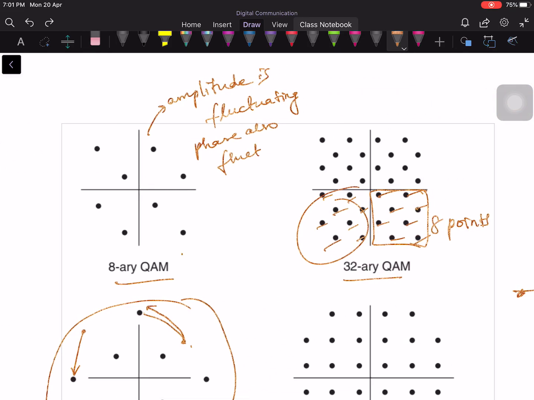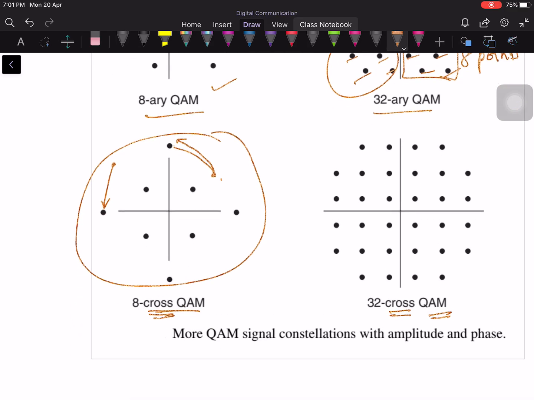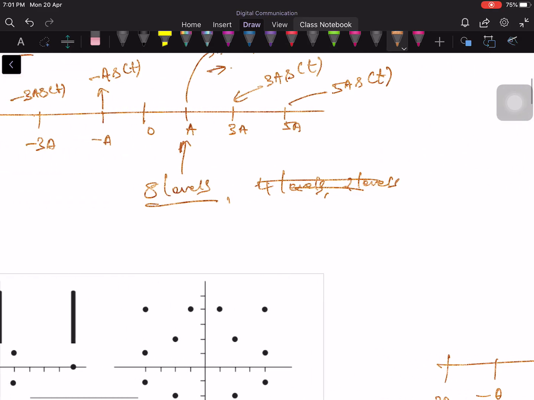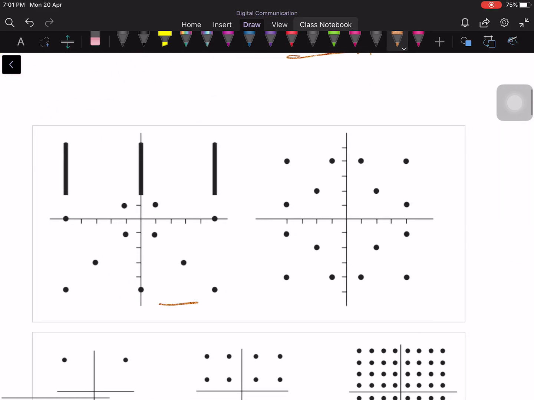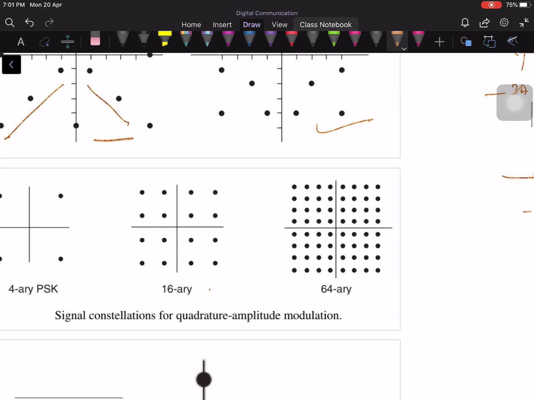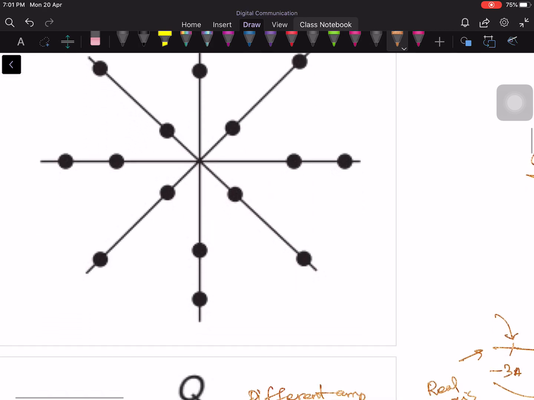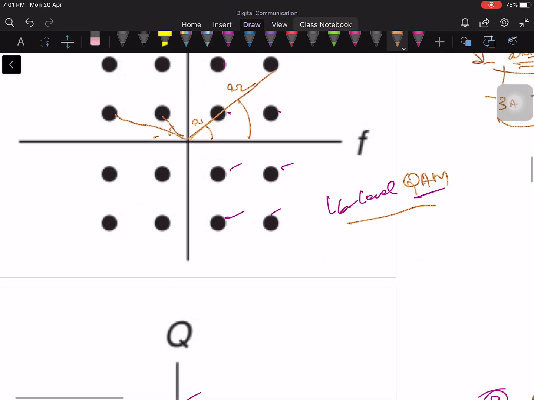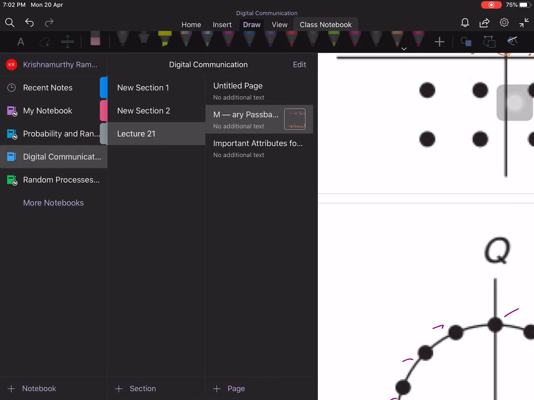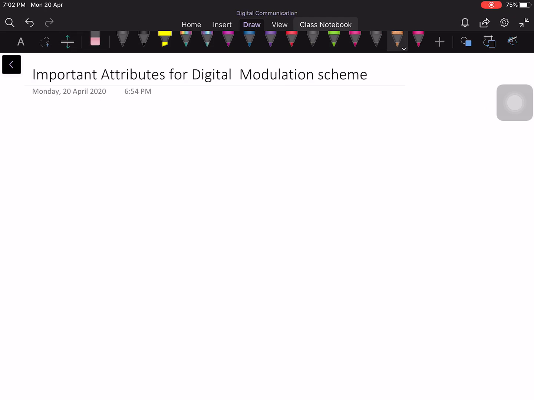Say this is 8-array QAM and this is 32-array QAM, and 8-cross QAM, 32-cross QAM. There are many patterns here. Look at the upper quadrant, very few signals are like this, and here also signals are like this, and here it is something different. This is 16-array QAM, 64-array QAM, then this is 4-array PSK, and here something different. So there are many possible methods where you can design your signal constellation diagram.